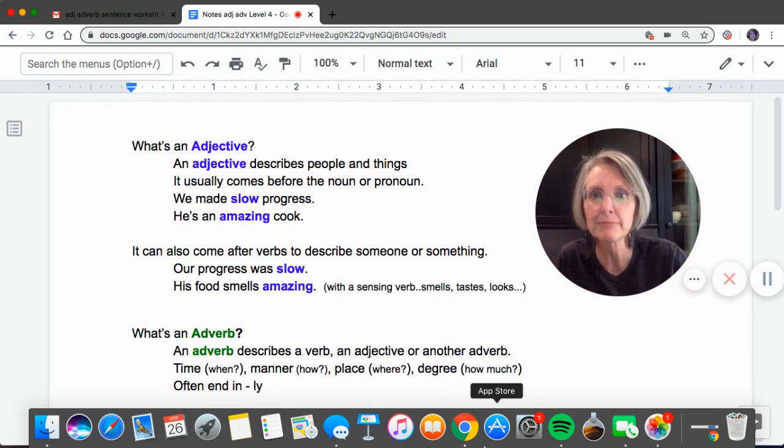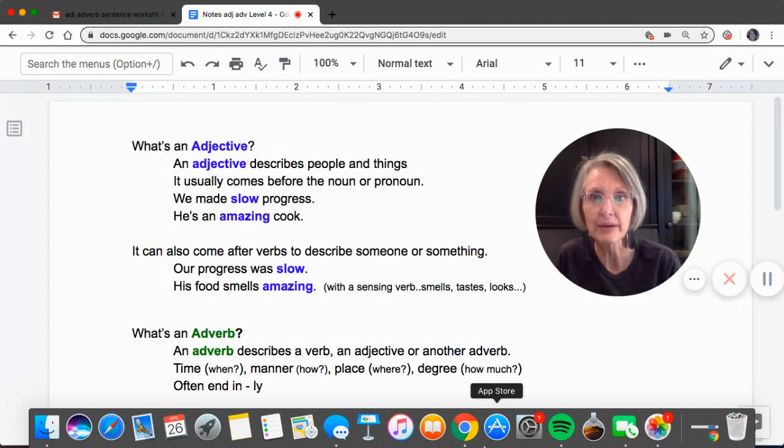So a couple of examples, we could say he makes slow progress. I put the adjectives in blue. So slow is the adjective to describe what kind of progress we made. So not fast progress, we made slow progress. We could say he is an amazing cook. So amazing describes cook. It tells me what kind of cook. He's really good. He's an amazing cook.